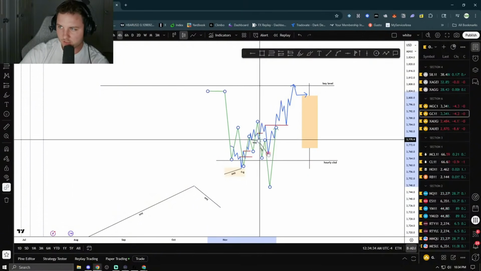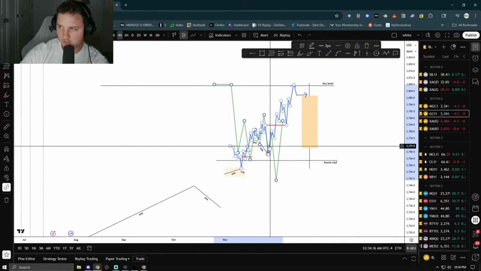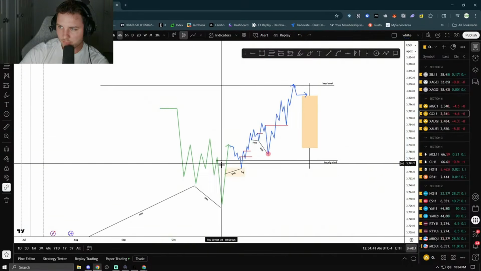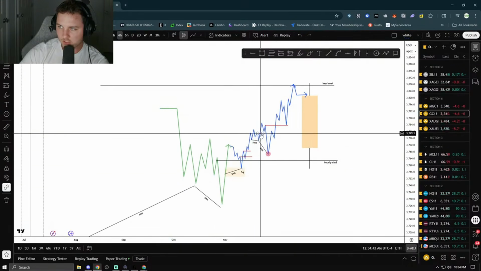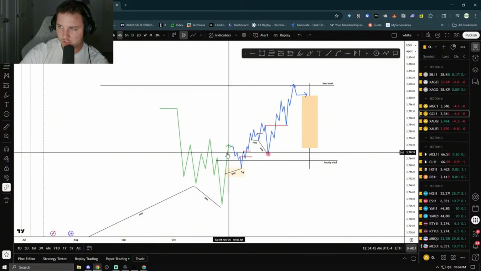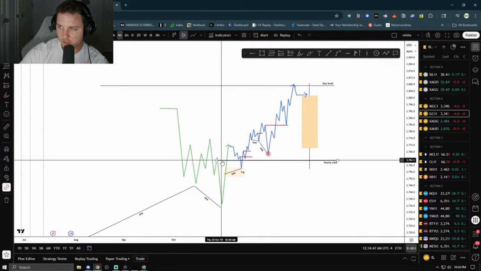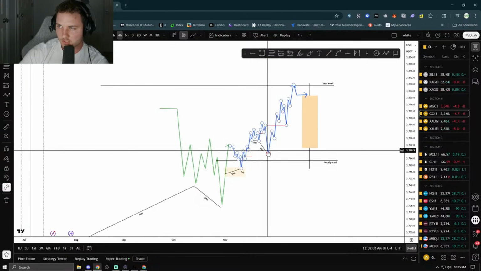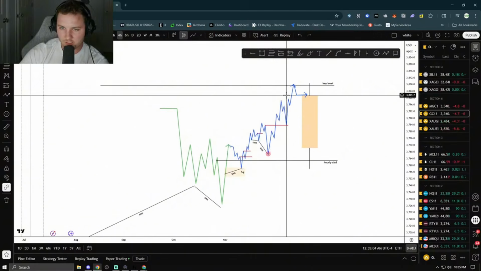See how I accidentally created the same schematic here as we did right here? Look. You see that? Like if I made it smaller. I'll show you a live example. But see this? Accumulation, manipulation into the distribution, creating the CISD. It's all fractal. C2 closes back in the range, C3.